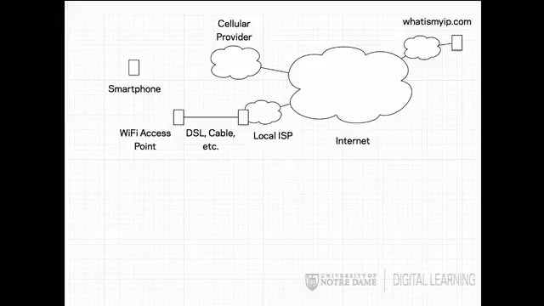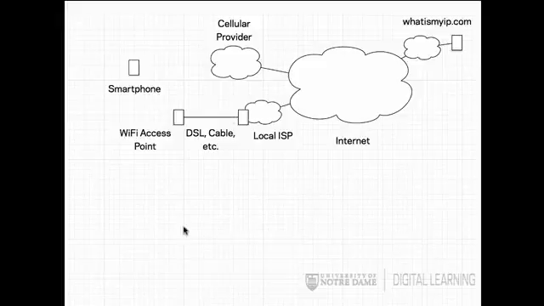So to start with on the screen, what we have here is a picture that sort of summarizes what's been going on. For most of you, we've been trying to connect to whatismyip.com or a different site. And you have some sort of a smart device, right? So a smartphone, that smartphone might go through your cellular provider, or it might go through a Wi-Fi access point that goes through DSL or cable, which connects to a local ISP, and the internet, and so on.